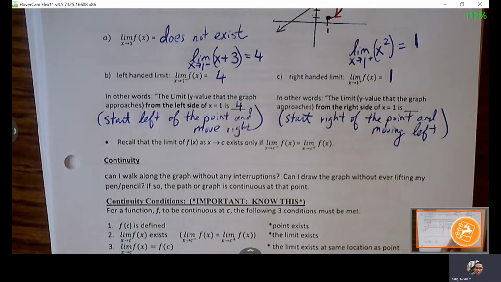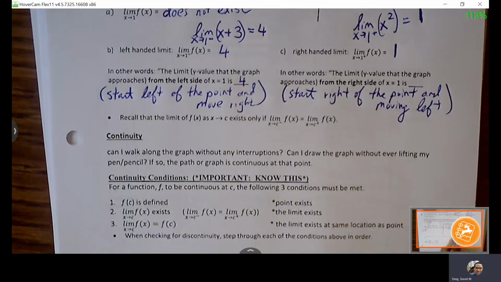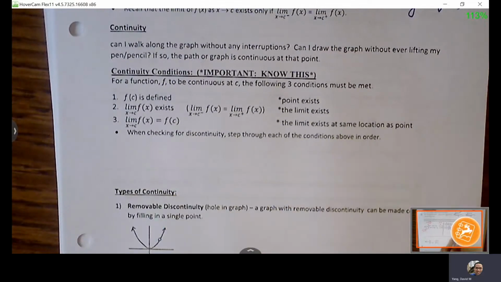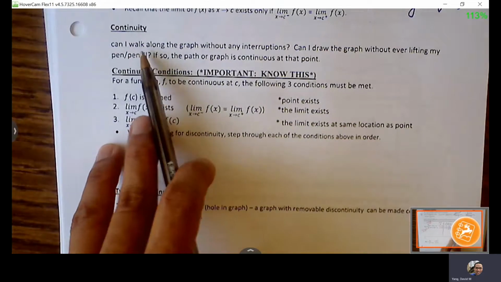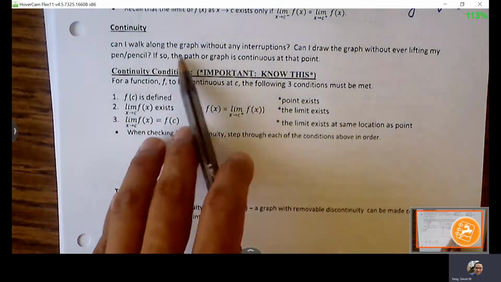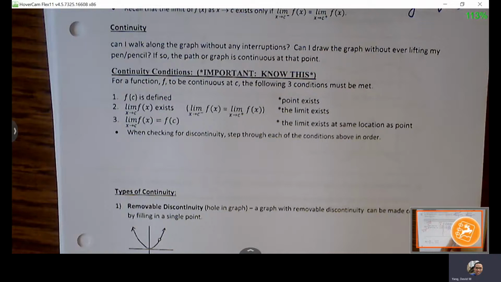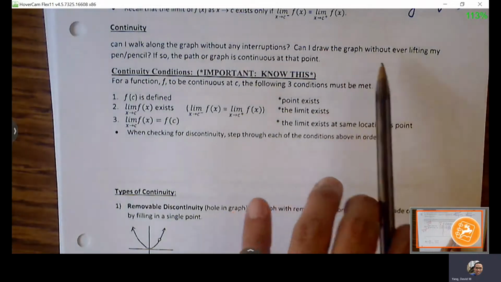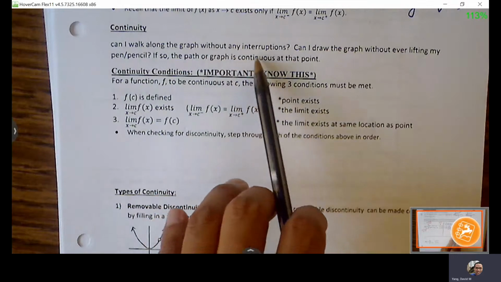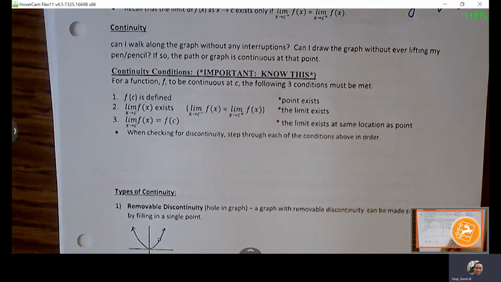Okay, so now we're moving into continuity, the concept of continuity. Let me read these two sentences here. Continuity. Can I walk along the graph without any interruptions? Can I draw the graph without ever lifting my pen or pencil? If so, the path of the graph is continuous at that point.